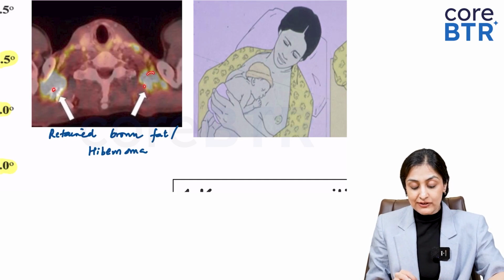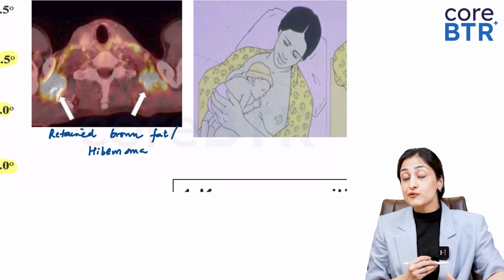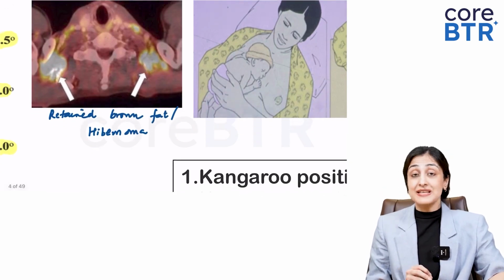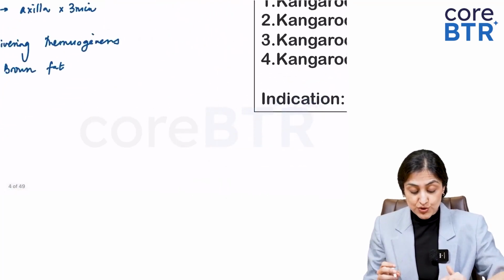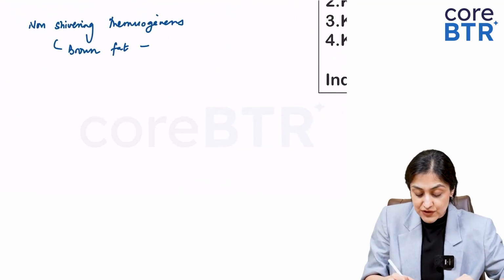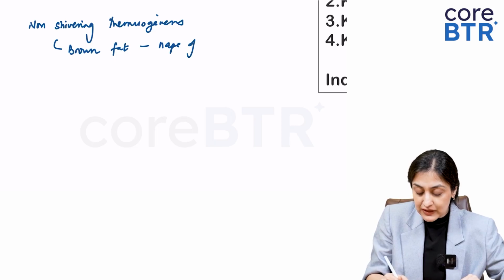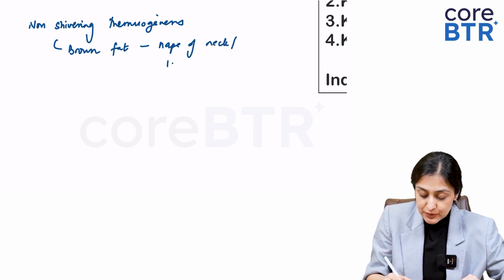So this is why we have to be careful not to mistake it for a lymphoma or something. This is brown fat. So you should know where brown fat commonly resides: nape of the neck, interscapular region, near the clavicle, right?